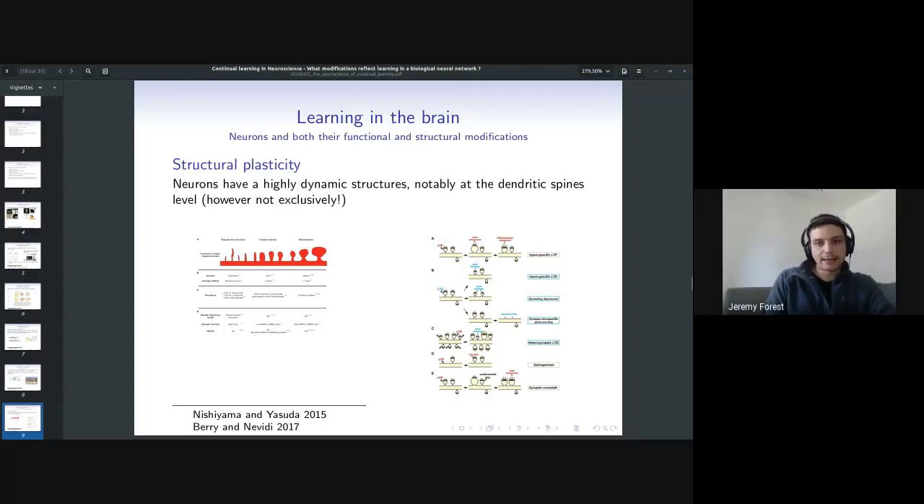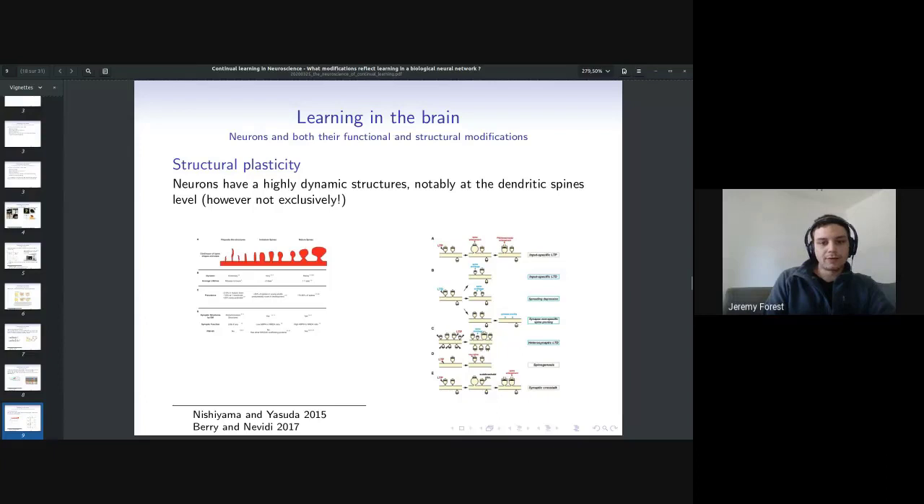The other thing is that spines are not necessarily unitary elements themselves. There's a lot of heterosynaptic plasticity going on. So for example, if you have a long-term potentiation protocol that activates this spine here, this spine is going to enlarge and stabilize.